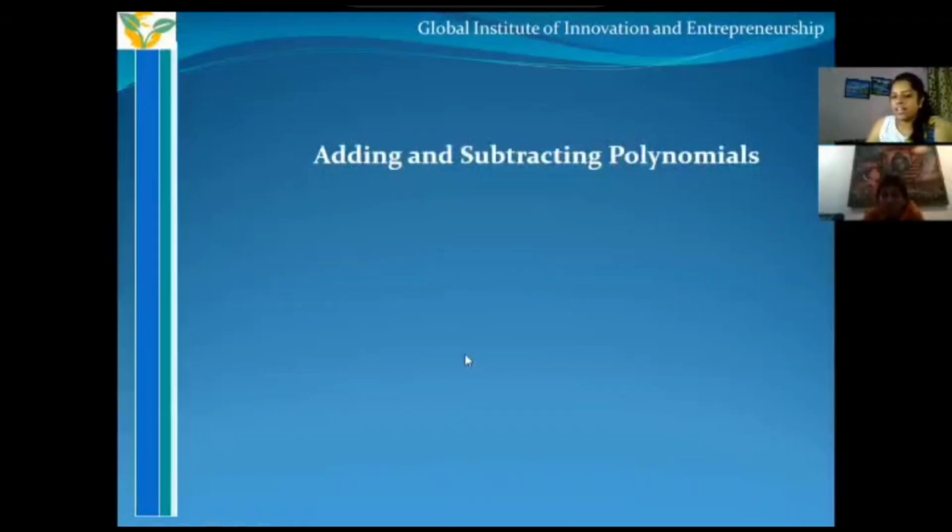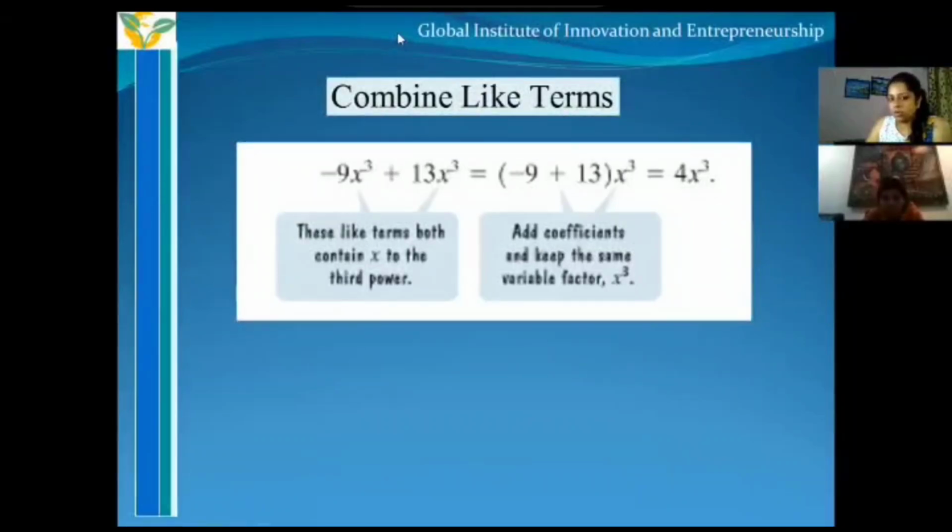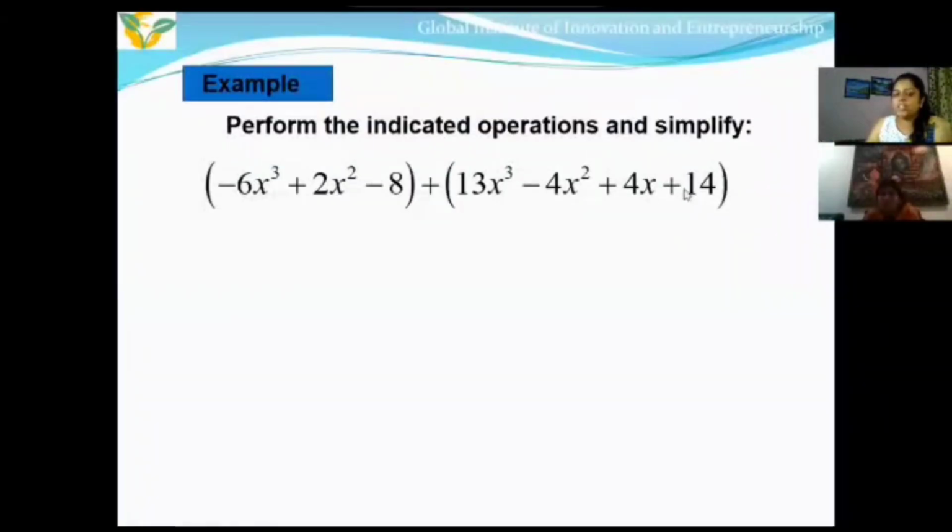So, adding and subtracting polynomials. Combine like terms. As I have taught you in the previous example, minus 9x cubed plus 13x cubed, keeping x cube common, minus 9 plus 13 in a bracket, will give us what? 4x cube. So I have given an example here. Perform the indicated operations and simplify. In the first bracket I have given you minus 6x cube plus 2x square minus 8, plus in the other bracket 13x cube minus 4x square plus 4x plus 14.